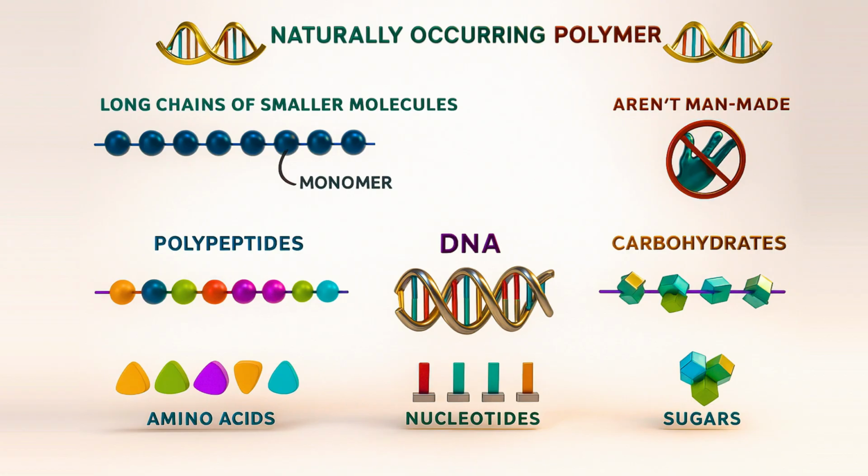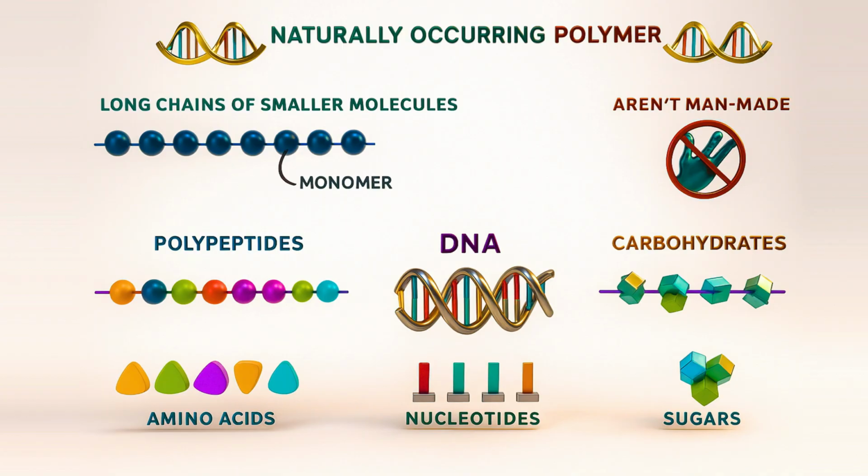In today's video, we're going to learn about naturally occurring polymers, which are substances made up of long chains of smaller molecules called monomers. These polymers are found naturally in the environment and are not created artificially by humans. To begin, let's quickly remind ourselves that polymers are simply large molecules formed by linking many smaller molecules, known as monomers, together in long chains.